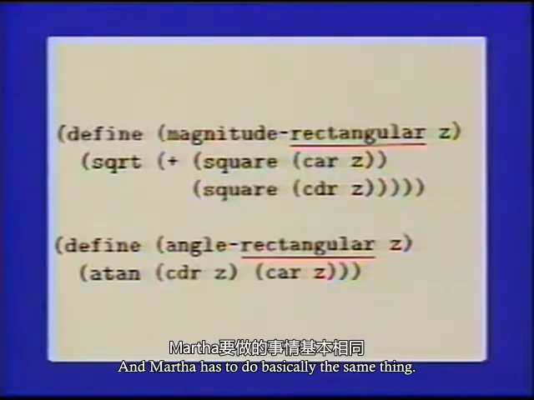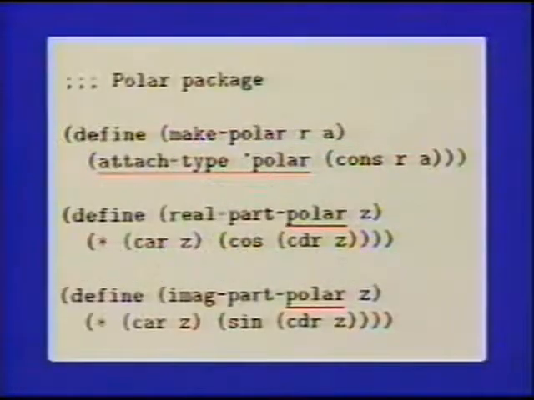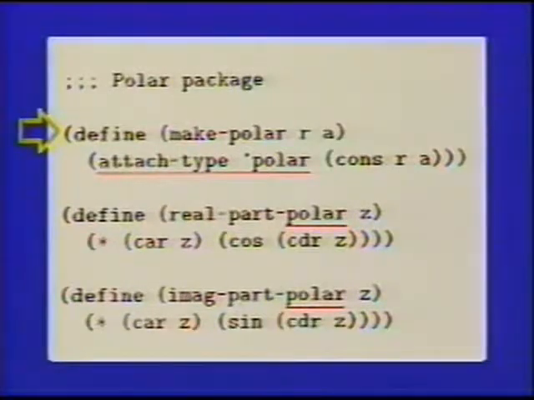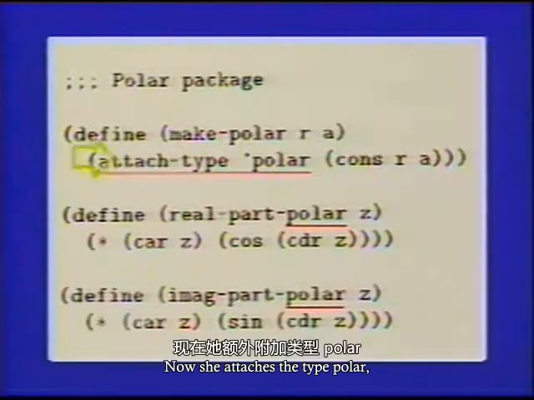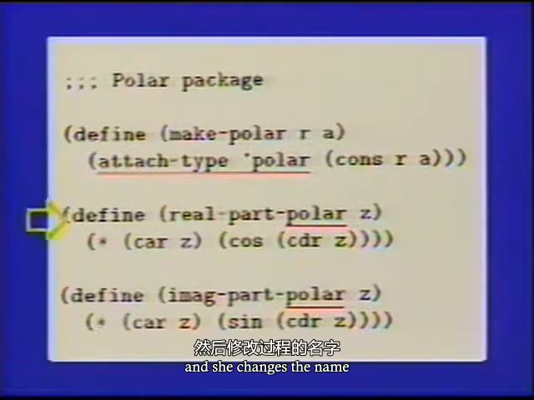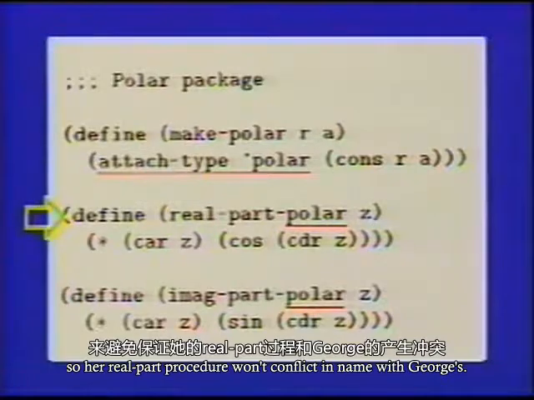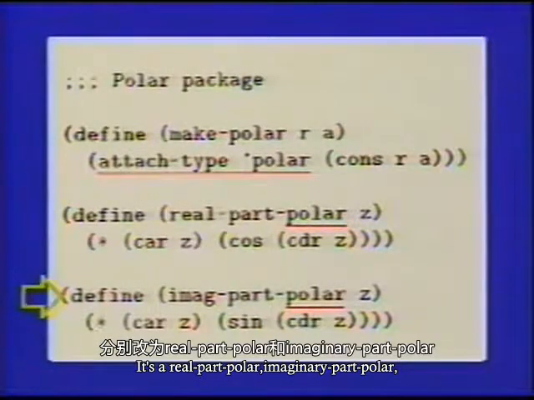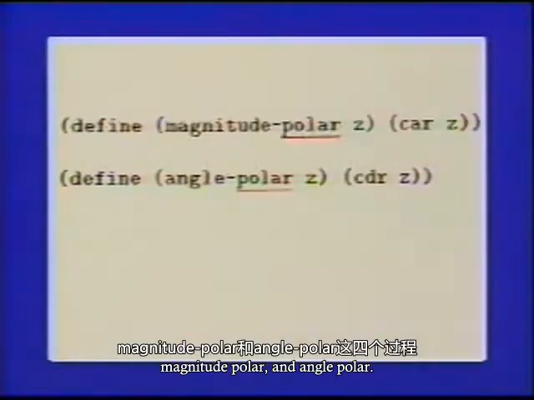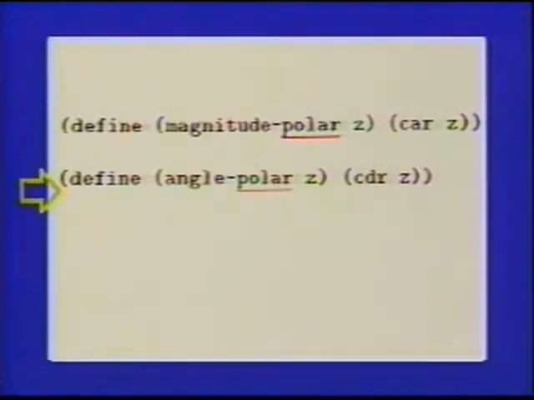And Martha has to do basically the same thing. Martha, previously, when she made a complex number out of a magnitude and angle, she just consed them. Now she attaches the type polar, and she changes the names so her real part procedure won't conflict in name with George's. So real part polar, imaginary part polar, magnitude polar, and angle polar.